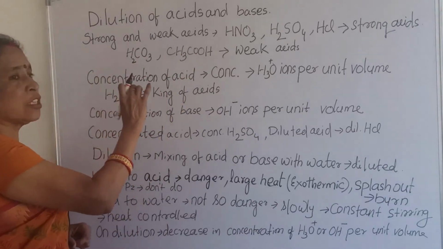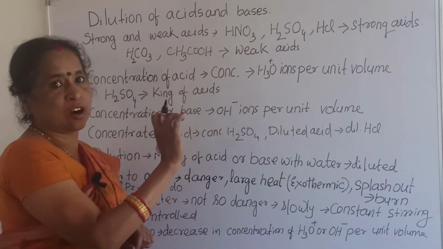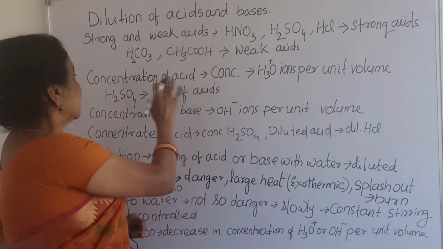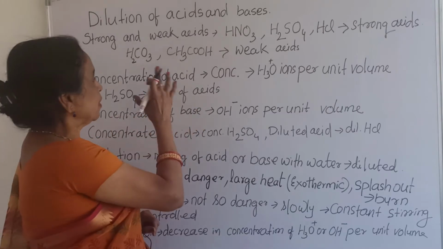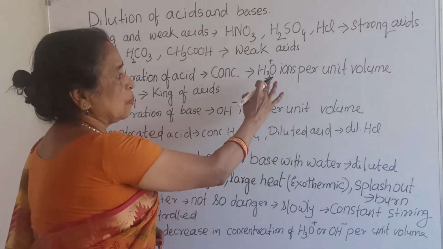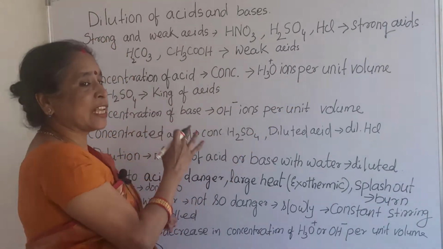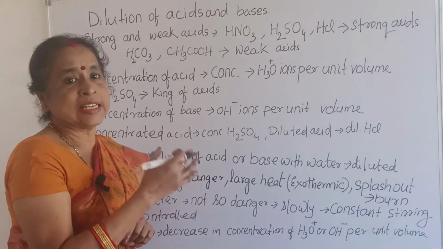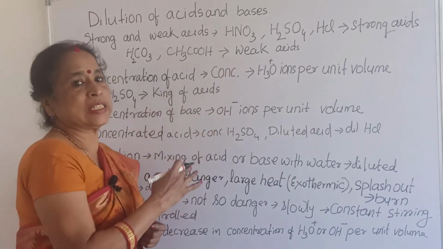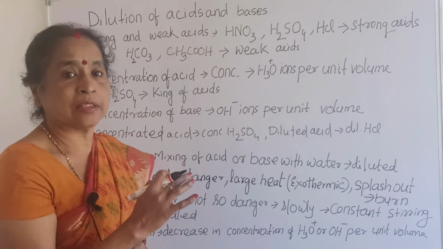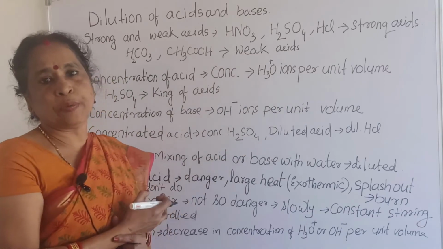Now what do we mean by concentration of acids? Actually in short form we can write conc. dot. What is the meaning of conc.? That is known as concentrated acid. Conc. means concentrated acid. That means what is concentration? H3O plus ions per unit volume. That means concentration of acid is H3O plus ions, or you can say H plus ions, but nowadays only the word H3O plus ions is used, so H3O plus ions per unit volume.